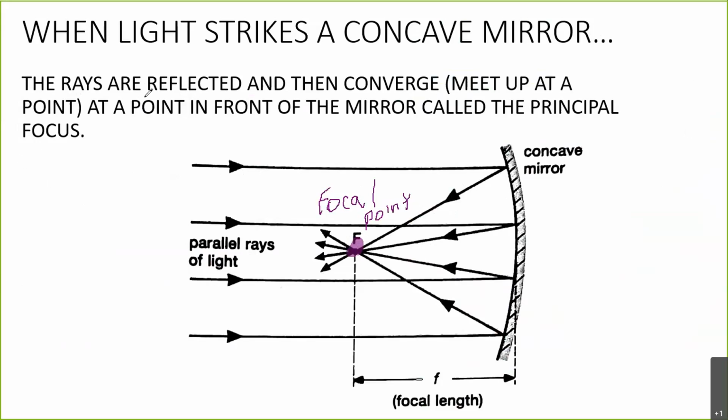So the rays are reflected, and then they converge, which means to meet up at a point in front of the mirror called the principal focus. So if they meet up at a point in front, what kind of image do you think is going to be formed? Exactly. Real image.